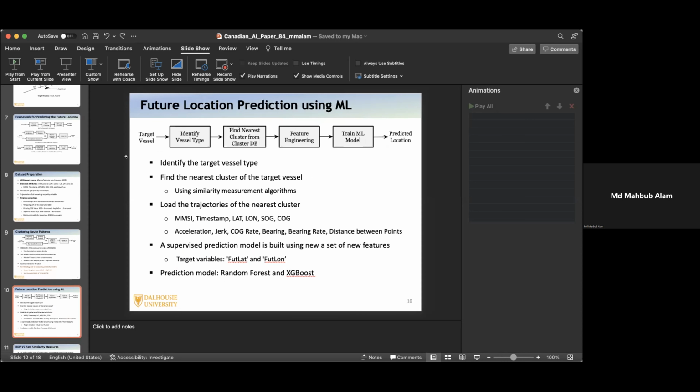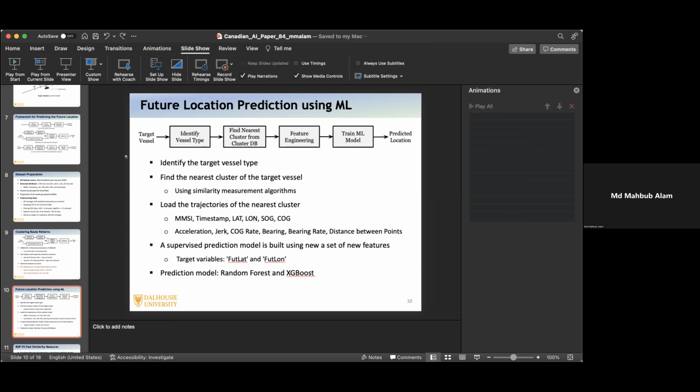Finally, to predict the future location, we already have a cluster database. So our first task is to identify the vessel type. And then based on the type, we need to find the nearest cluster of trajectories of the same type. And we use this same type of trajectories to train the machine learning model. So in our case, we have used random forest and XGBoost as the prediction model.